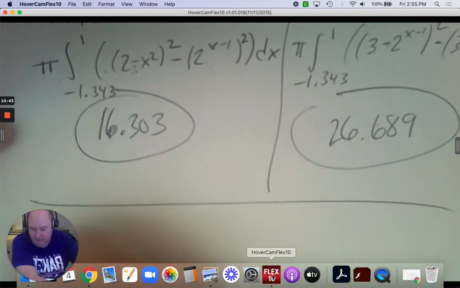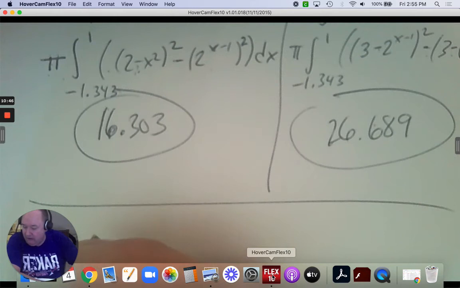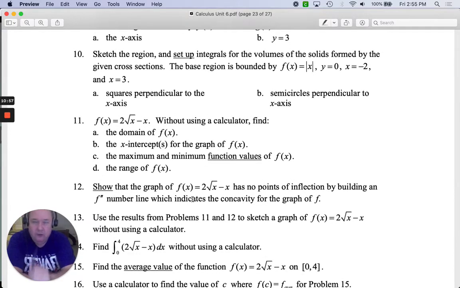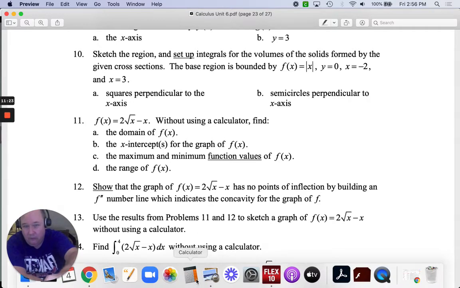We're on to number 10. All right, so from 10 on, these are review questions. So from 1 through 9 was this lesson, and now we're going to be doing some review. So for number 10, sketch the region and set up integrals for the volumes of solids formed by the given cross-section. So this was the lesson before. And so we have a region. We have f of x equals the absolute value of x. We have y equals 0 and x equals -2. x equals 3. All right. And then I'm going to sketch that and then squares and then semicircles. So let's see if we can do that.